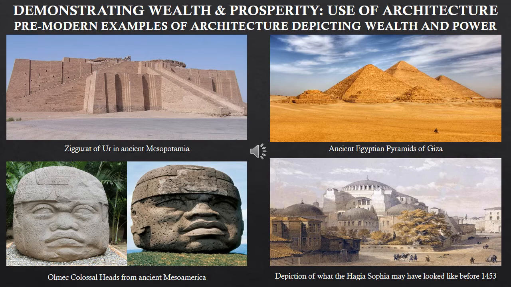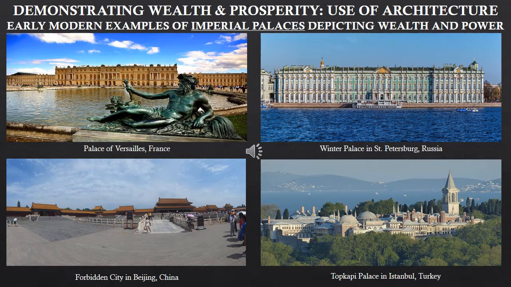Early modern political elites practiced similar methods of expressing their power, wealth, and prestige in an attempt to legitimize their rule. Imperial palaces were especially utilized to demonstrate the wealth, power, and prestige of the political elites. Additionally, imperial palaces helped to maintain political centrality over long periods of time. One example of an impressive imperial palace was the Palace of Versailles in France.